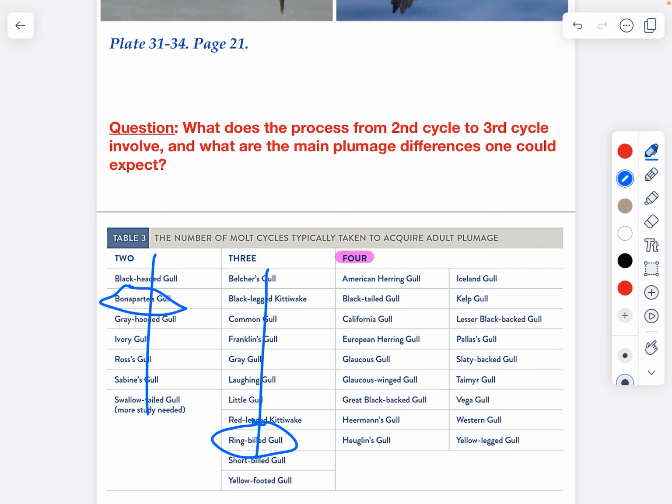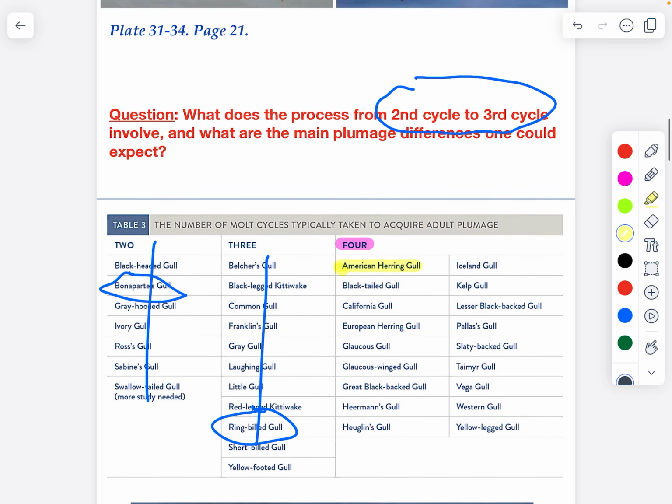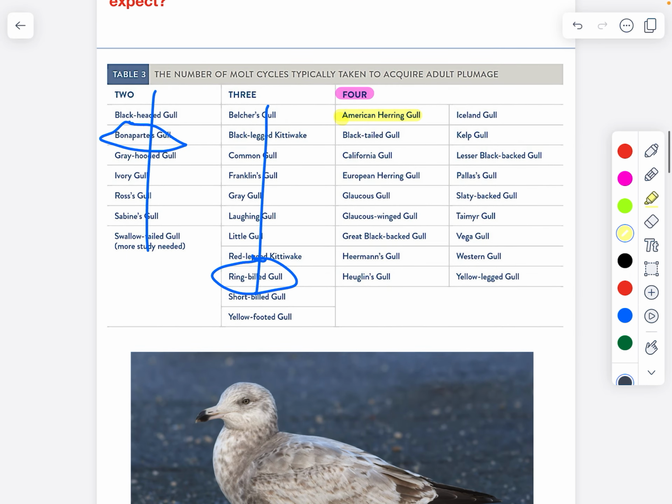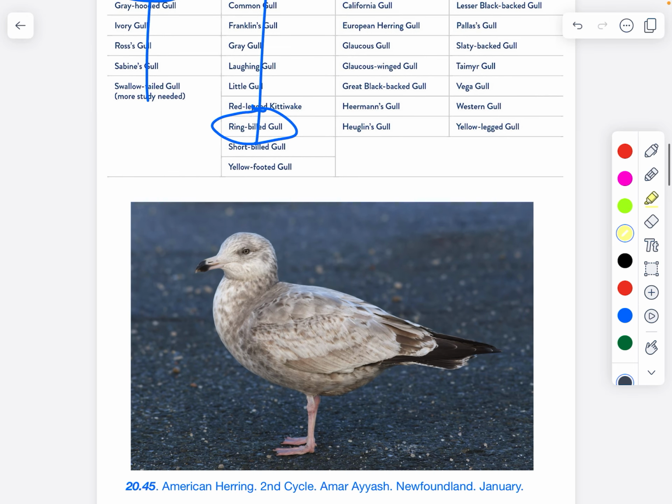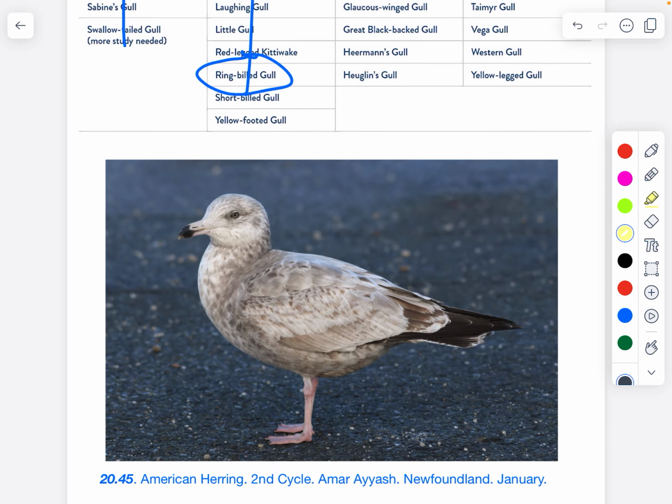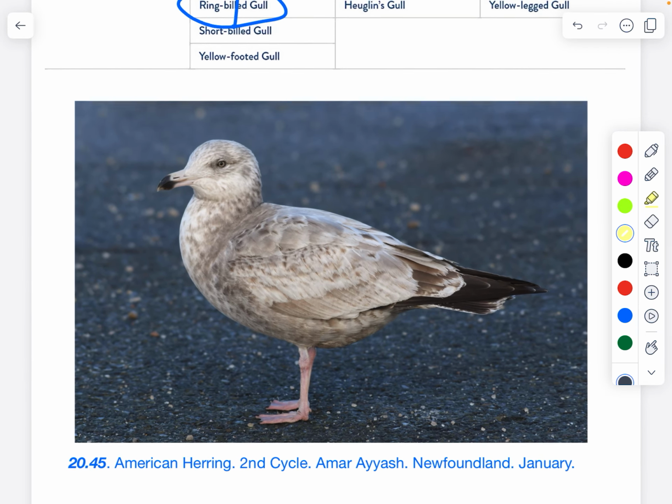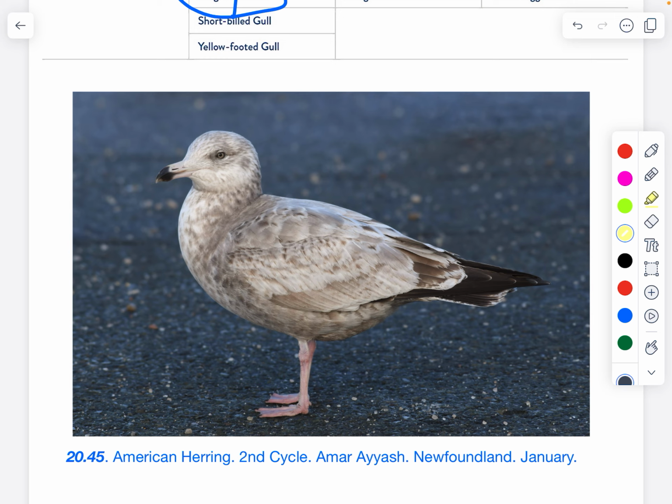The nitty-gritty of aging, when we talk about second cycle to third cycle, revolves around 4-cycle species. And a good example of this is American herring gull. This seems to be our quintessential 4-cycle gull in North America. So I think we'll use it here as our model for aging second and third cycle birds. Let's begin with this individual in January in Atlantic Canada.